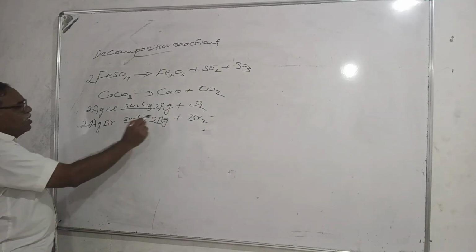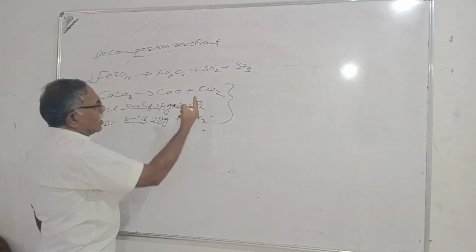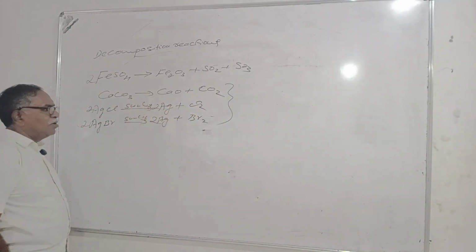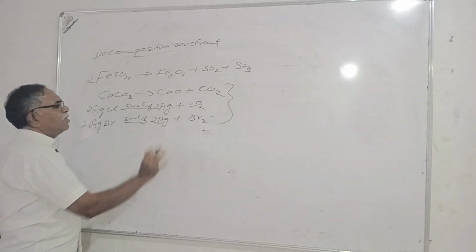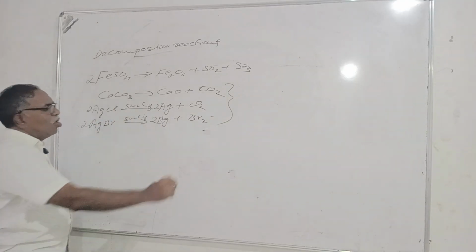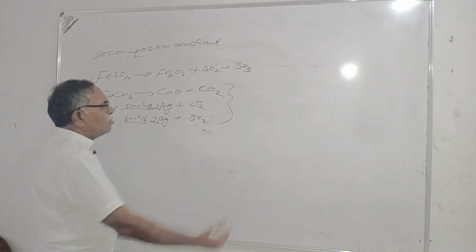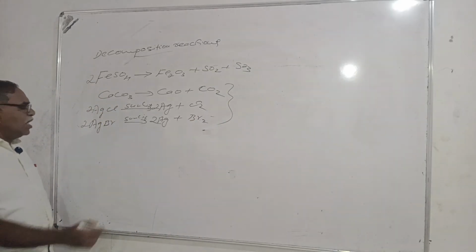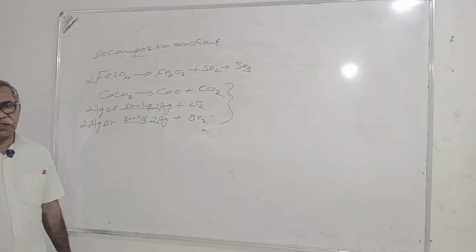Look here, in these reactions, heat energy is absorbed. Here sunlight is absorbed, and here also sunlight is absorbed. This reaction takes place in black and white photography. In all these reactions, one or another form of energy is absorbed. So such reactions we call endothermic reactions.